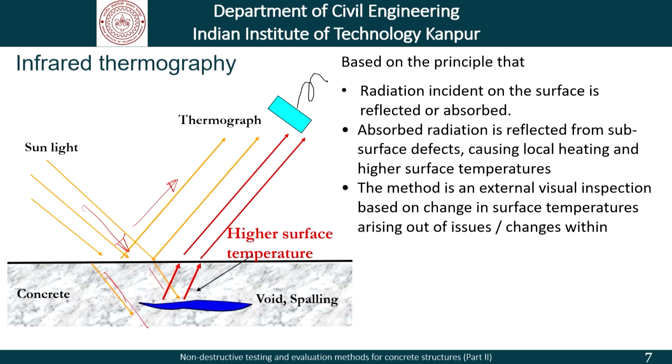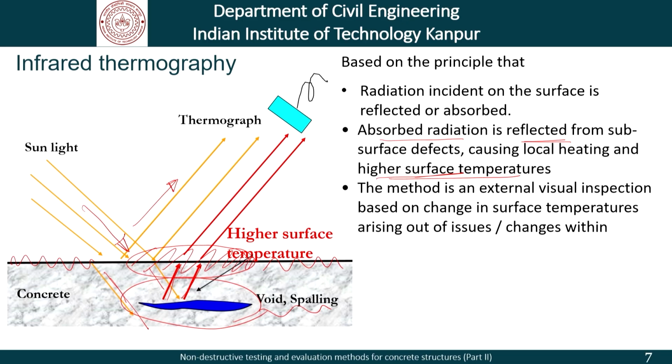Now if it is absorbed, it's fine, but if there are voids or delaminations, some kind of defects within the surface, this absorbed reflection is reflected back from these surfaces. And what that leads to is higher temperatures on the surface. That is, this radiation which goes back heats up this surface here a little more than the surface here, where no radiation is being reflected back from within the concrete surface.